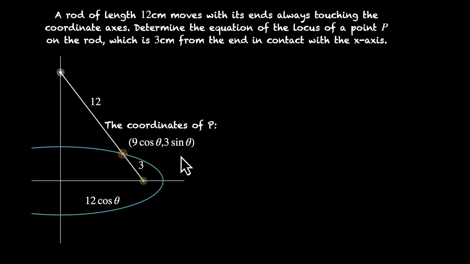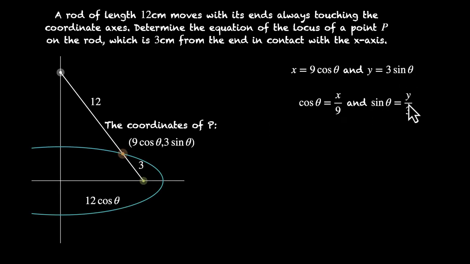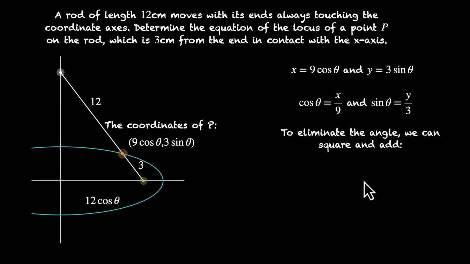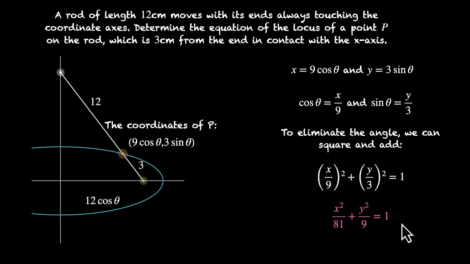Now let's eliminate theta. x is 9 cos theta and y is 3 sin theta. So cos theta is x by 9 and sin theta is y by 3. If we square and add, we'll eliminate theta. So (x/9) squared plus (y/3) squared is equal to 1, or x squared by 81 plus y squared by 9 is equal to 1. This is the equation of the locus of this point, which as we can see is an ellipse.